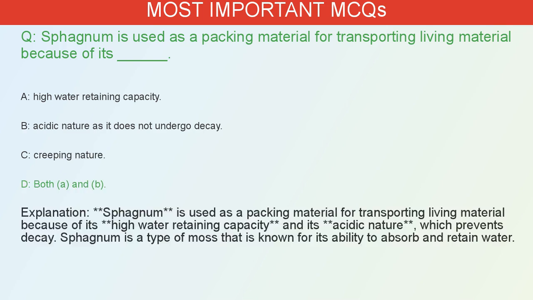The correct answer is D. Sphagnum is used as a packing material for transporting living material because of its high water retaining capacity and its acidic nature, which prevents decay. Sphagnum is a type of moss that is known for its ability to absorb and retain water.